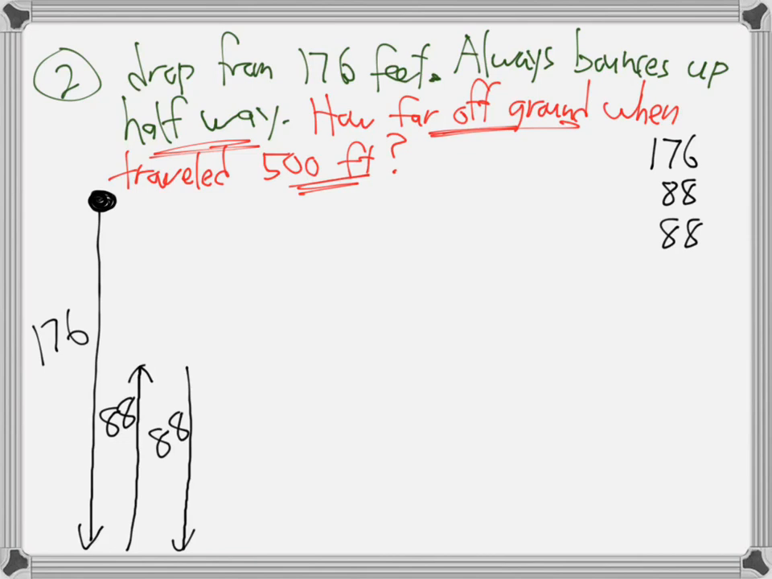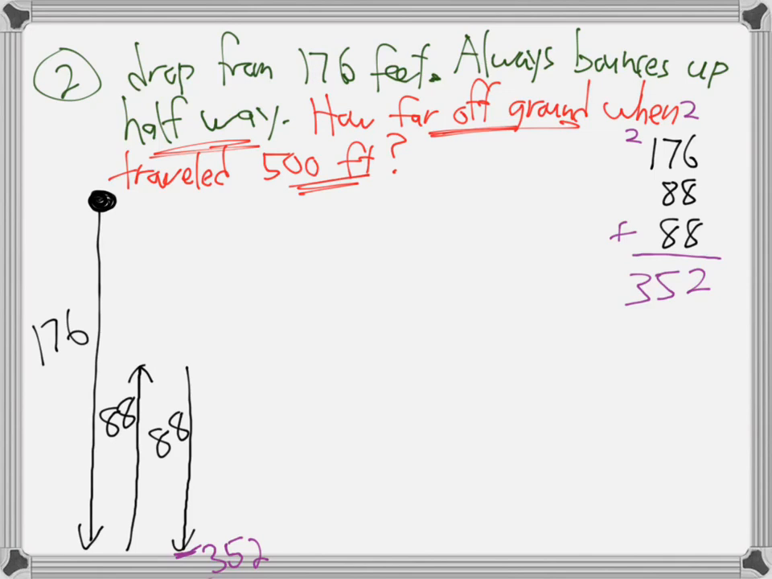So a couple things I'm showing. You want to be really organized, and you want to have a picture. Most problems you want to have a picture. That picture is really helpful. Makes things a lot easier. So if you add that up, you get 352. So far, the ball has traveled 352 feet. I just added the 176, the 88, and the 88. The ball went down, bounced up 88, half, and then went back down 88. At that moment, when it hits the ground again, it has traveled 352 feet.